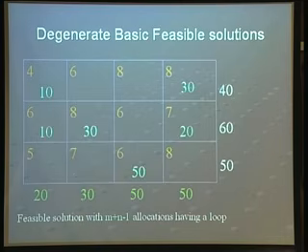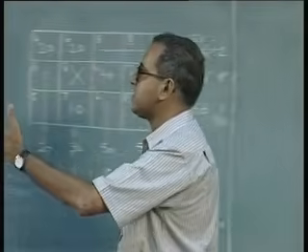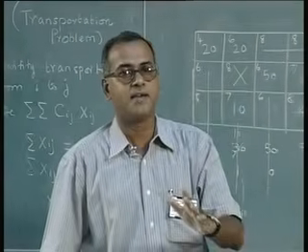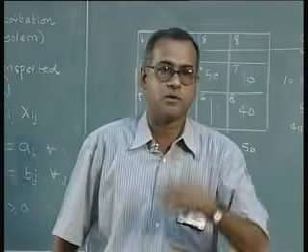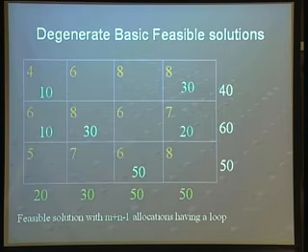There are exactly 6 allocations, but if we look at these allocations very carefully, we realize that there is a loop. So, on one hand, if we have more than m plus n minus 1, there is definitely a loop. When we have exactly m plus n minus 1, it does not guarantee that we do not have a loop. We could have a hidden loop as we see in this.